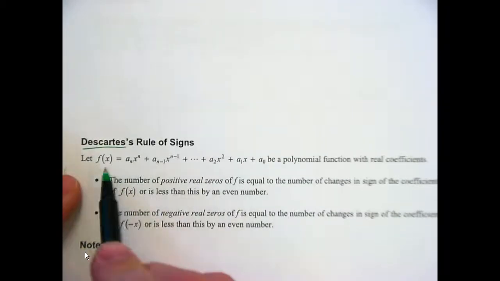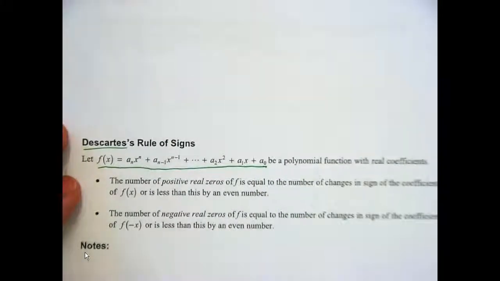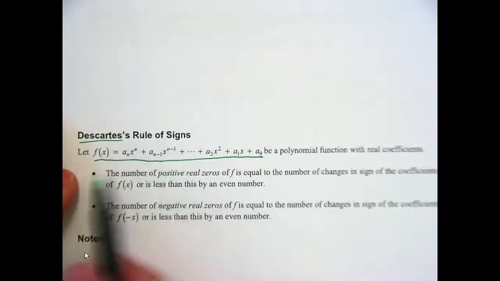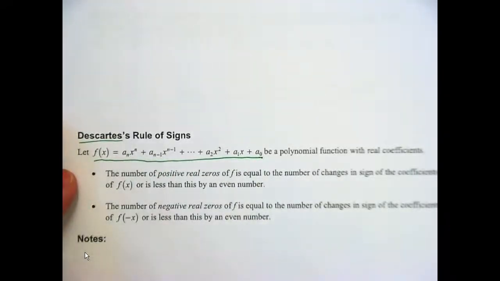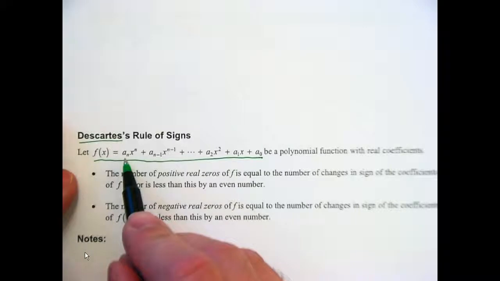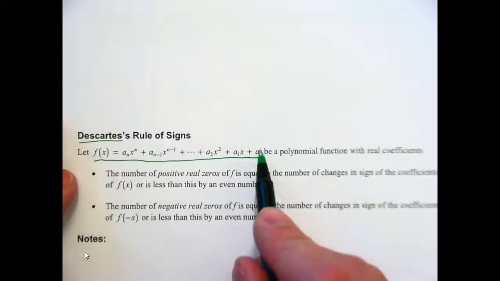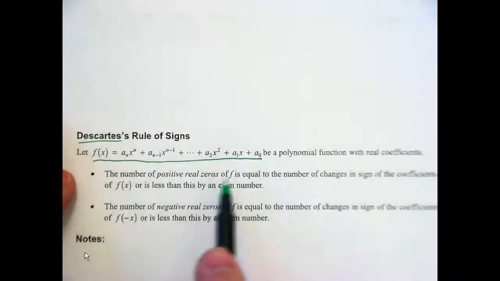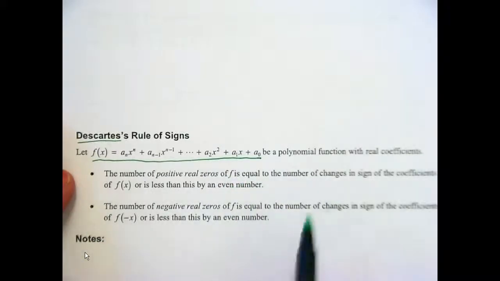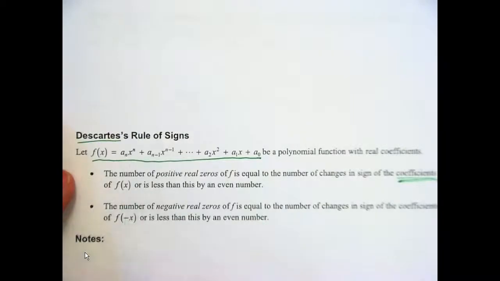Okay, so this, just so you guys are clear, this notation, you're going to see it a lot. All that means is I have, what do I have? That's a polynomial. It's a polynomial with a sub n being my leading coefficient, and I have a degree there, and a sub 0 being a constant. The rule of Descartes says the number of positive real zeros of f is equal to the number of changes in the signs of the coefficients of f of x, or is less than that by an even number.